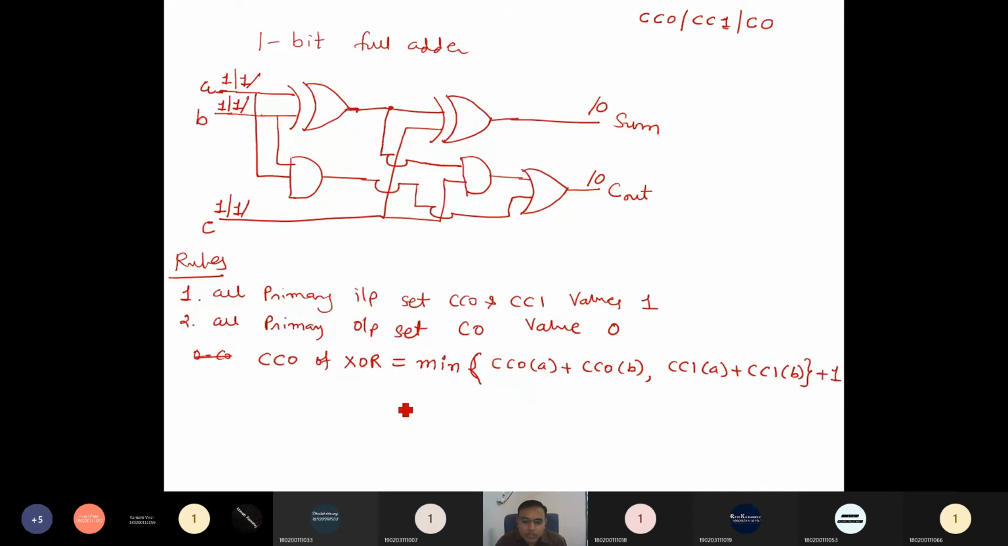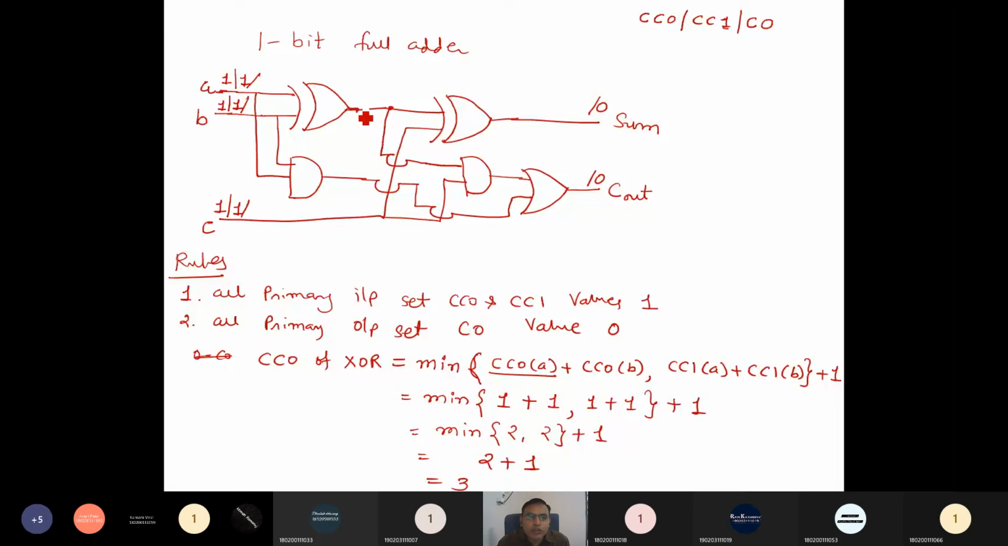This is the equation. So what is the value? Let me substitute the values. CC0 of A is 1, CC0 of B is also 1, CC1 of A is also 1, and CC1 of B is also 1, plus 1. So the minimum of 2 and 2 is 2, so 2 plus 1 is equal to 3. So here the zero controllability of the output of the XOR gate is 3.